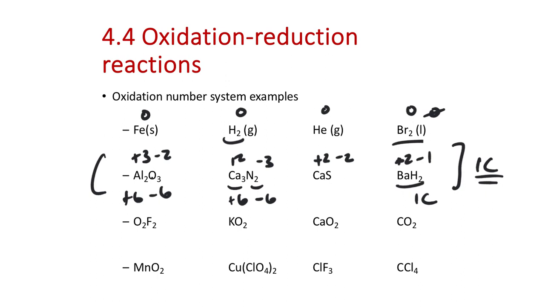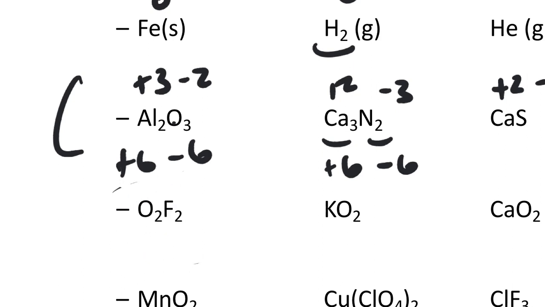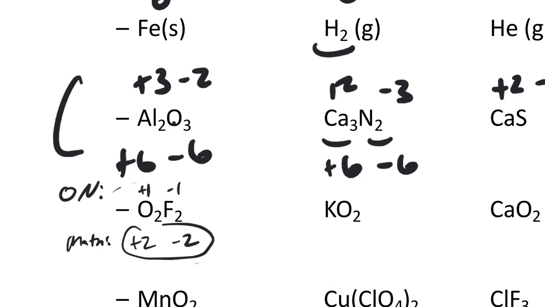O2F2. Now maybe this gets to a case where we need to think about our rules, where F goes -1 each, 2 of them -2. The 2 O's summed together are +2. So there's 2 of them, so +1 each. Maybe if I make this a little bigger, just to show the thought: -1 for F, -2 for the 2 F's, and then +2 for the O's. There's 2 of them, so +1 per O. I tried to do the math down here, and assign the oxidation numbers up top, to keep the math separate from the oxidation numbers.